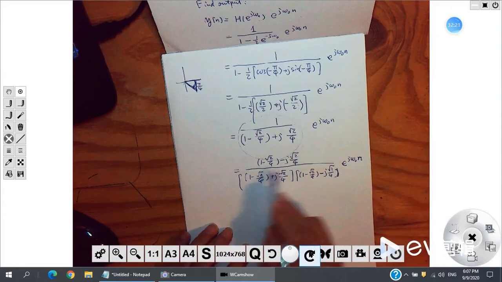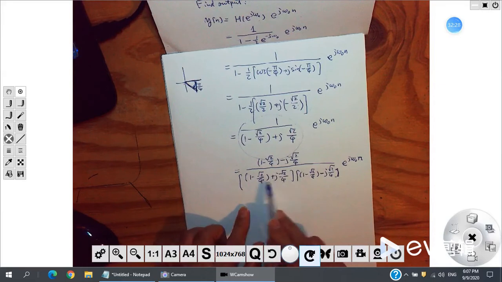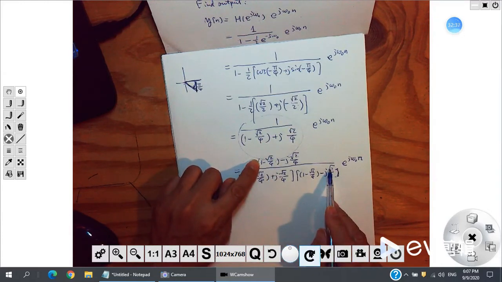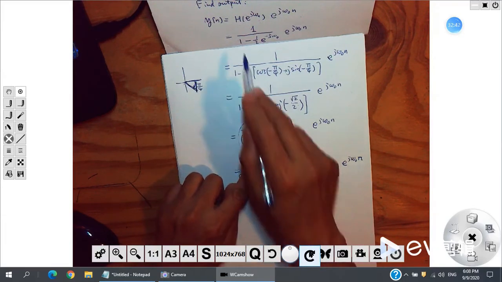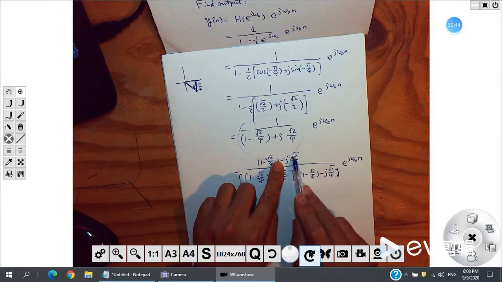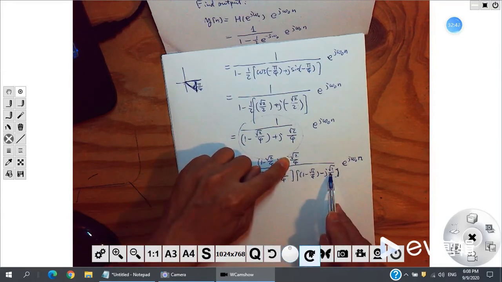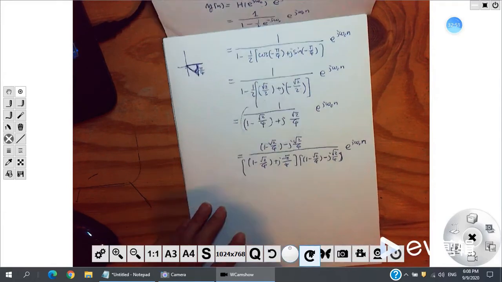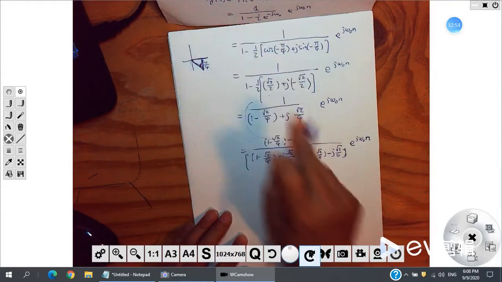You do some calculation and you can find the denominator part. After you multiply them out, you will find that the denominator is just a real number. Then this part over the denominator is the real part of capital H, and this one over the denominator gives you the imaginary part. So this is the first input: input is complex, output is complex.